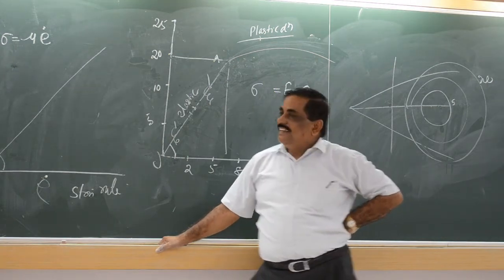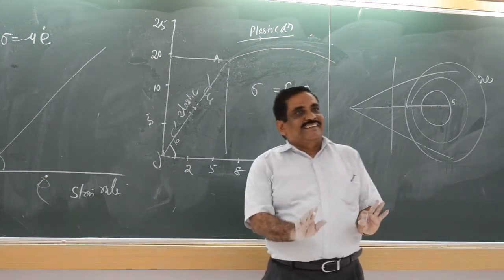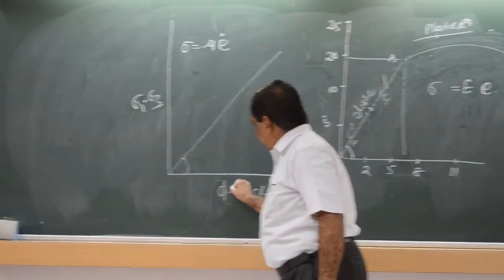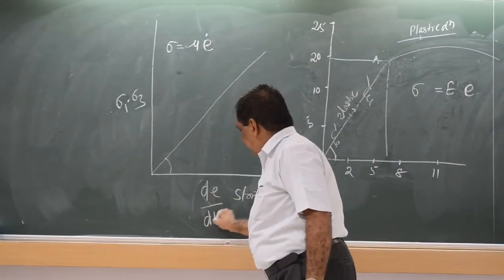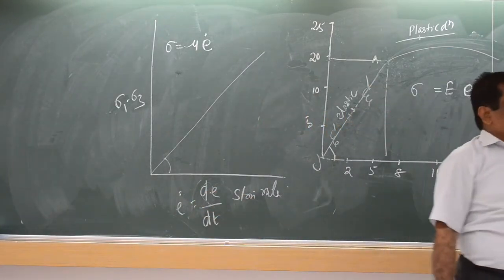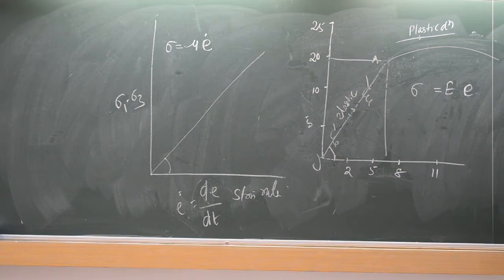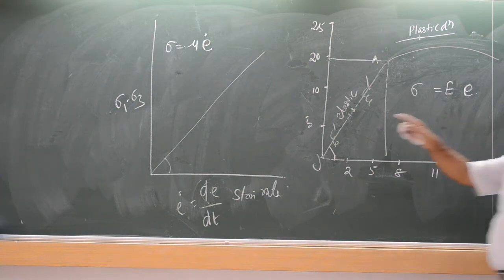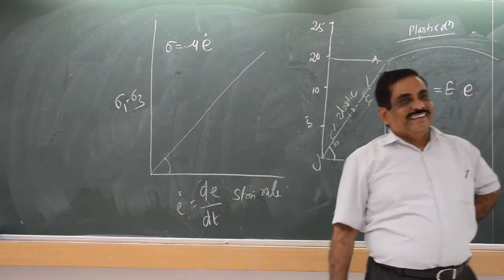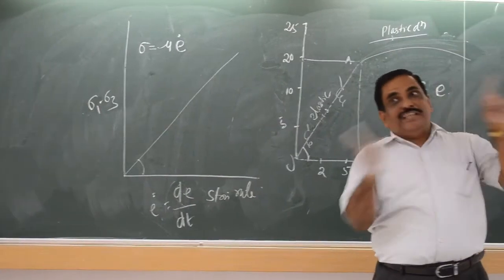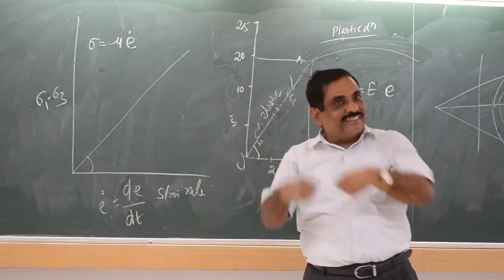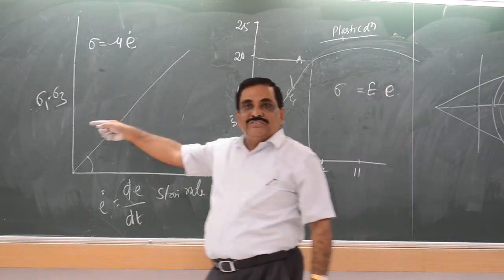Yes, E stands for strain rate or strain. E dot is strain rate, d by dt. E dot is strain rate. The more stress you give, the faster the folding will be. So that is linearly proportional. How fast you are doing it, the rate will be proportional to stress.